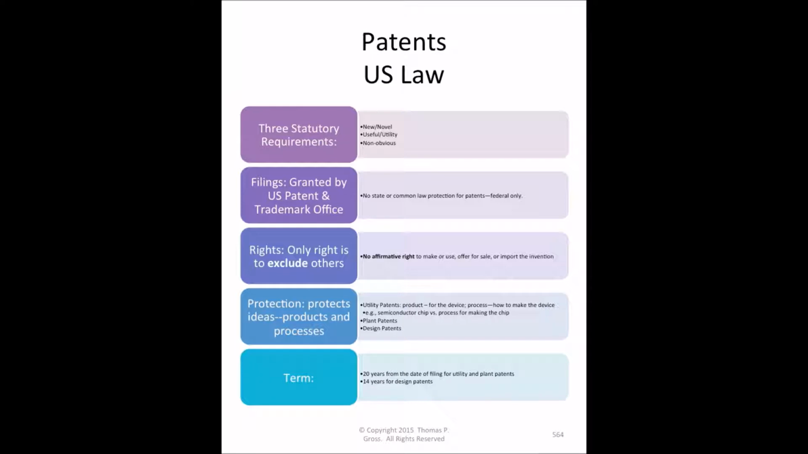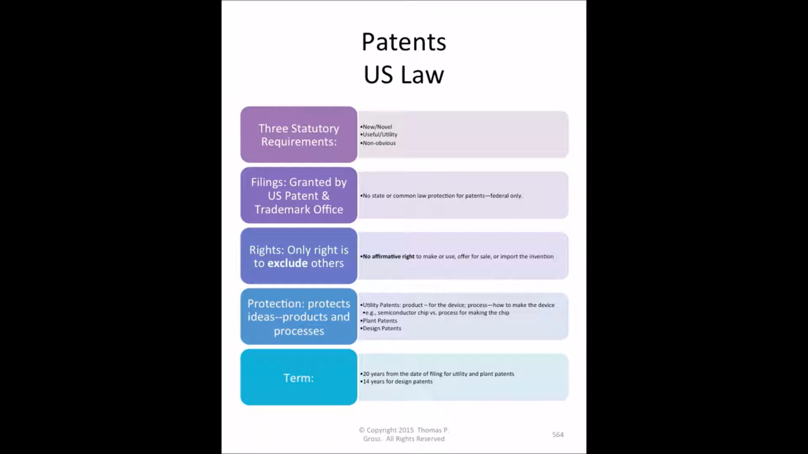So patent protection, you hear this thrown about quite a bit, and I think it's often a misunderstood form of intellectual property. We're going to focus mainly on the U.S. protection for these forms of IP. In the United States, in order to be granted a patent by the U.S. Patent and Trademark Office, the invention must satisfy three statutory requirements. The invention has to be new or novel. It has to be useful, meaning it has some utility. And finally, it has to be non-obvious.